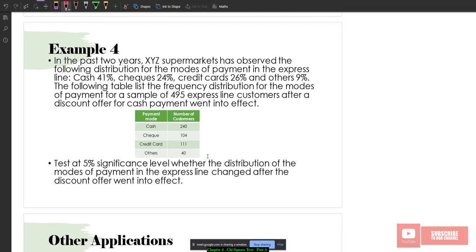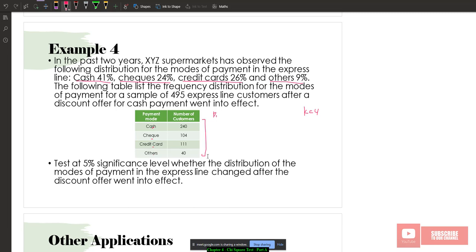In the past 2 years, XYZ supermarket has observed the following distribution of modes of payment: cash 41%, check 24%, credit card 26%, and others 9%. So now we have K equal to 4: cash, check, credit card, others. And of course, the probability of success is not equal.